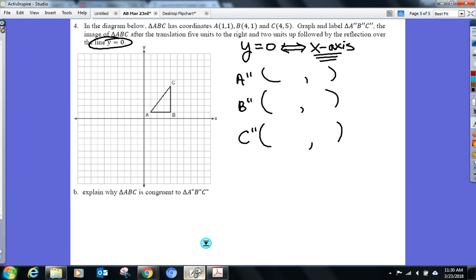All right, little help. A double prime. What do we end up with? (6, 6), (-3). B double prime: (9, -3). And C double prime. Okay, great job, everybody.